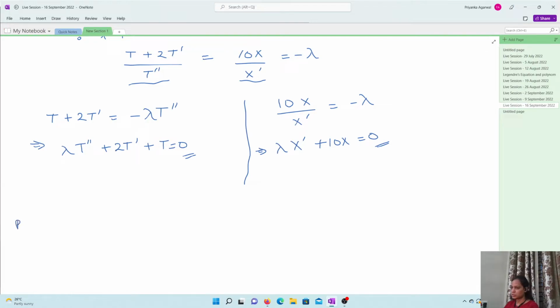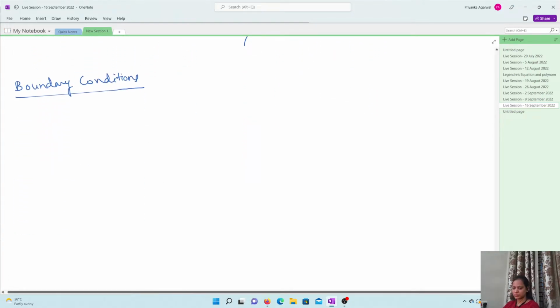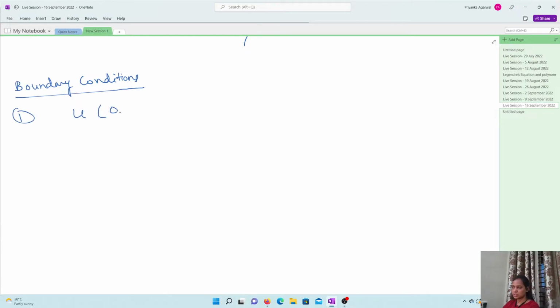Now we should also consider the boundary conditions and write them in the form of X and T so that these can be solved. The first boundary condition given to us was u(0, t) is 0. So this implies that X of 0 and T at t equals 0. So either this is true or this one is true.